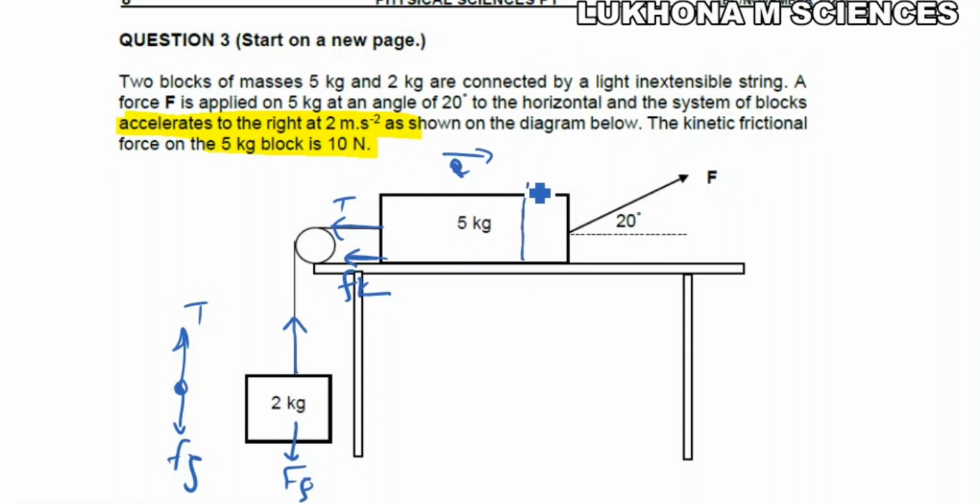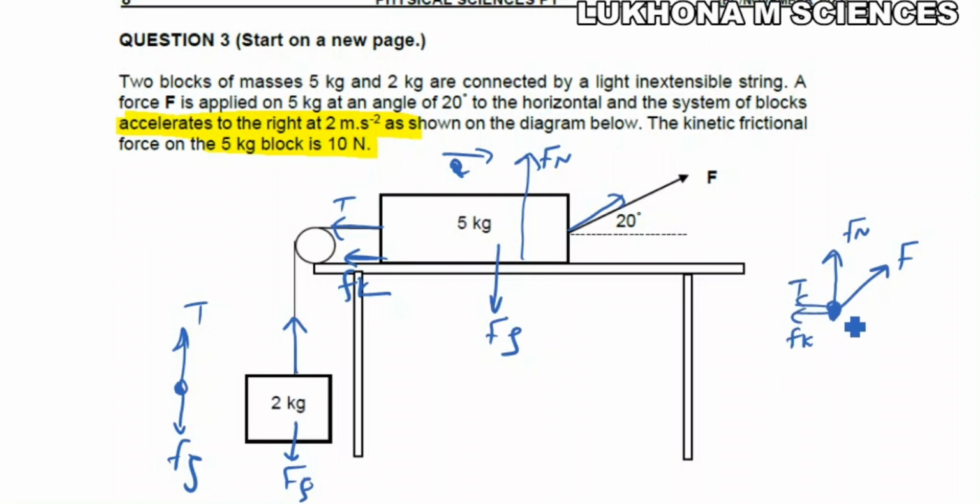We have a normal force which acts perpendicular to the surface and the object in contact with it. Then also have Fg, then another force applied. So on the free body diagram of the 5 kg block, we have the force that is applied, the normal force, then the friction and the tension on the side, that is tension and the friction, and the weight here. That is the free body diagram for 5 kg.